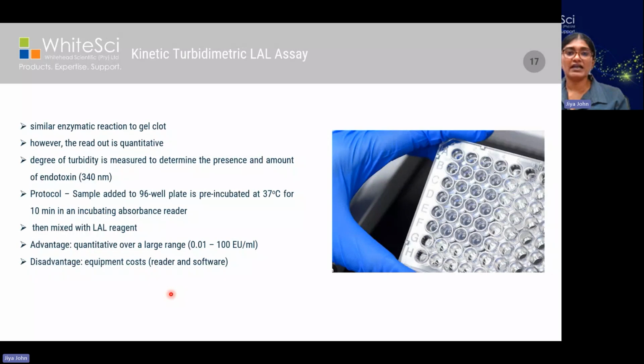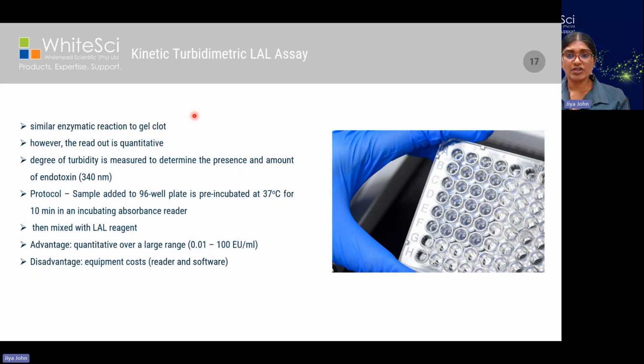Now, the kinetic turbidimetric assay is similar to your gel clot assay setup, but instead of gel formation, we are measuring the turbidity inside the sample. The benefit of this assay is that it's kinetic, so it reads as it happens, and the readout is quantitative. The degree of turbidity is measured to determine the presence and amount of endotoxin in your sample.